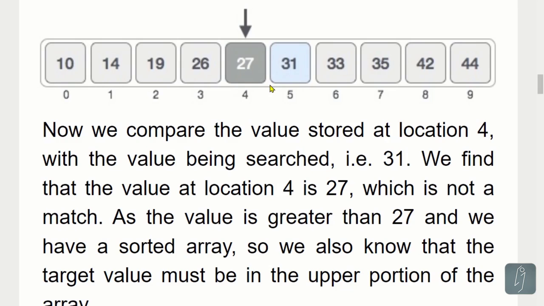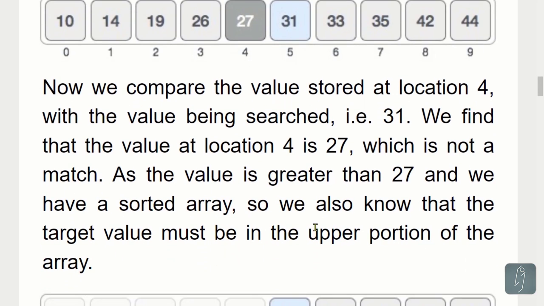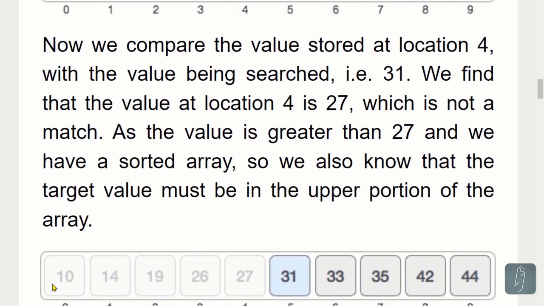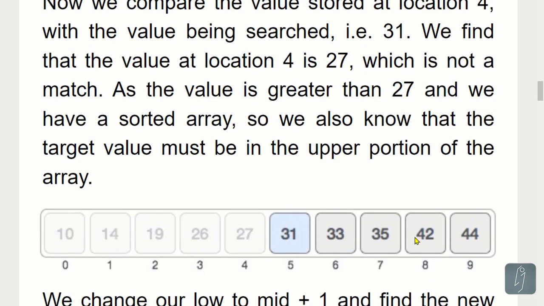We're going to jump to this portion of the array and make all of the rest of the numbers default, as if they do not exist. So we also know that the target value must be in the upper portion of the array. As I said already, all the previous numbers we treat as not existing anymore, and we just work on the other half of the array and apply the same thing to it.